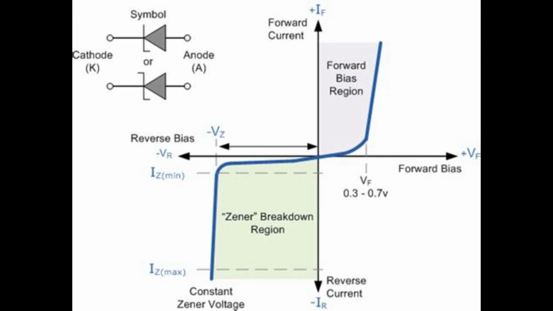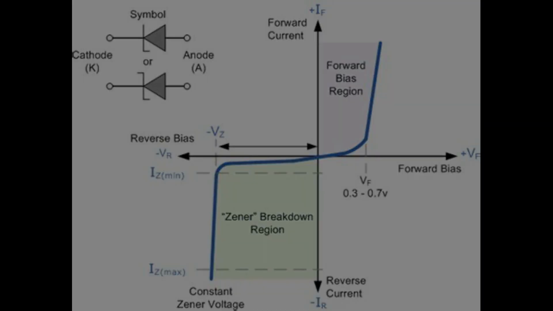Zener reverse breakdown is caused by two reasons: electron quantum tunneling and avalanche breakdown. A Zener diode is mainly used in reverse bias configuration. It provides a stabilized voltage for protection of circuits from overvoltage.